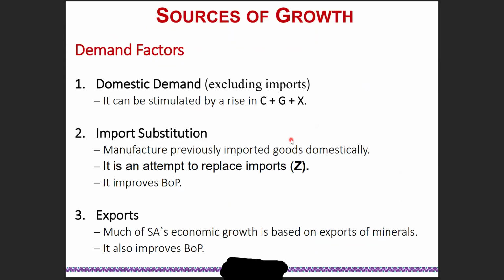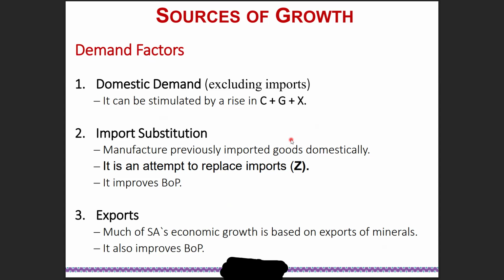Same thing, explaining the same thing. So we have the sources of growth, right? Sources of growth, these are things which then lead to an improvement in the economic growth, which is just an increase in the production capacity of the country, right? So we have demand factors and supply factors, which then lead to economic growth. So the demand factors, you have domestic demand.